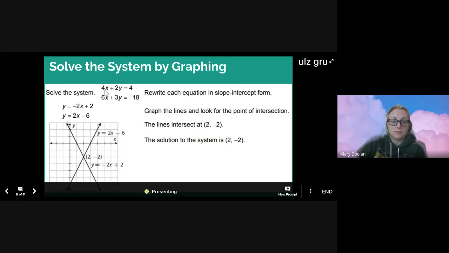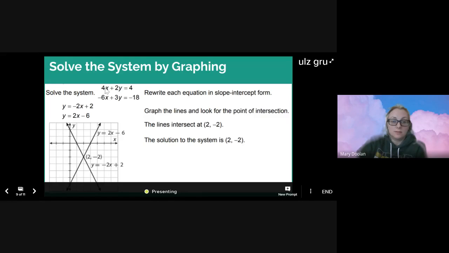These are right now in what we call standard form. Remember, the x term, the y term, the constant term on the other side of the equal sign. There are different ways to graph lines. If they're in standard form, you might want to find the x and y intercept, plot those 2 points and connect a line that way. In this example, what we're doing is rewriting each equation into slope-intercept form. Remember, that's y equals mx plus b.